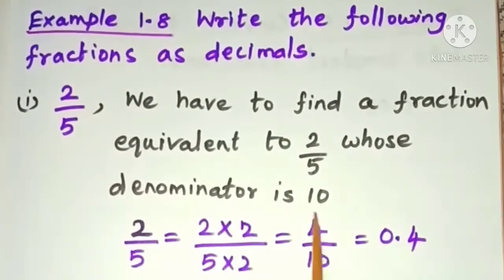That is, 2 into 2 is 4. 5 into 2 is 10. So 4 by 10 is the equivalent fraction of 2 by 5, and also its denominator is 10. So now it is easy to convert the fraction into decimal. Because when we divide the number by 10, we can write the decimal value as 0.4. That is, we have to put the decimal point before one digit, and also check whether there is only one digit after the decimal point.